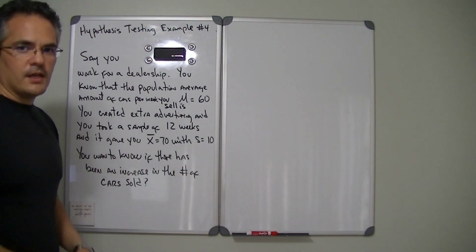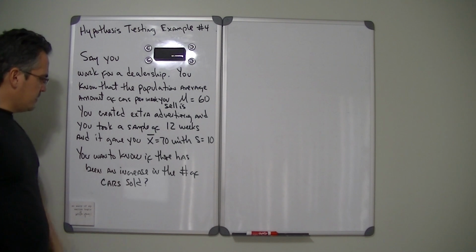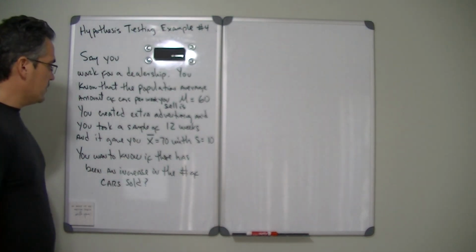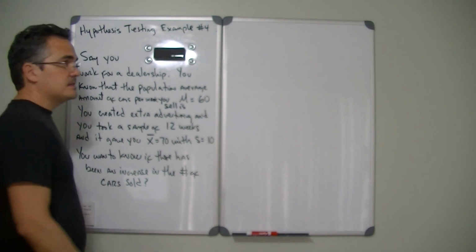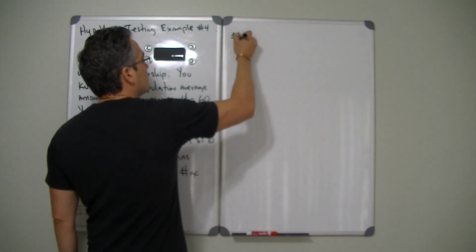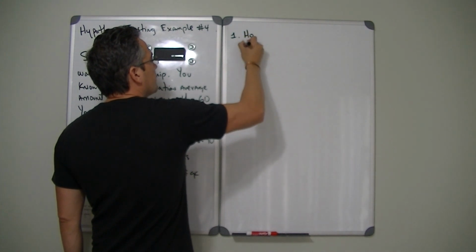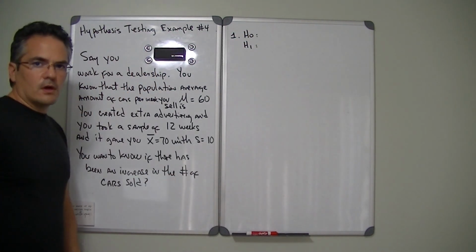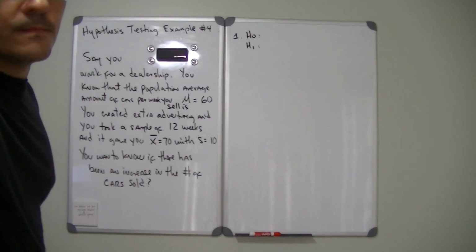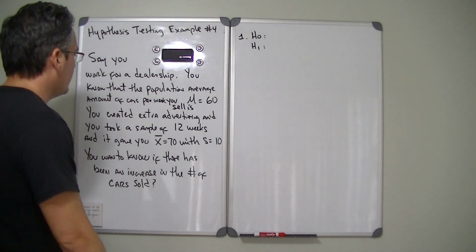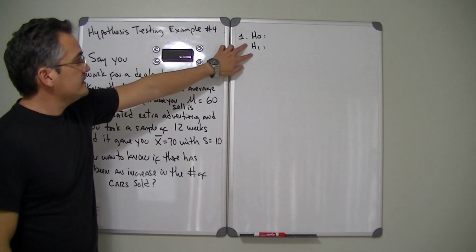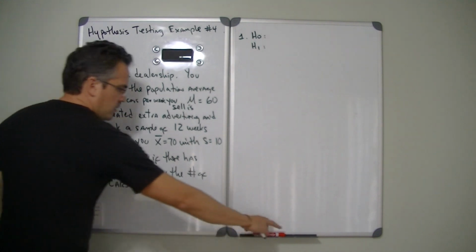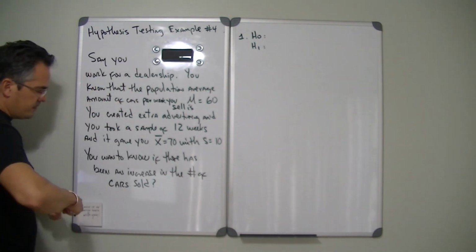Alright, and you want to know if there's been an increase in the number of cars sold. Okay? So we've got to go through the 5 steps of hypothesis testing. So step number 1, we need to create our H0 and our H1. Now for our H0, our null hypothesis, the way we figured this out, by the way, is by looking at the question. So the question in this case says, has there been an increase?